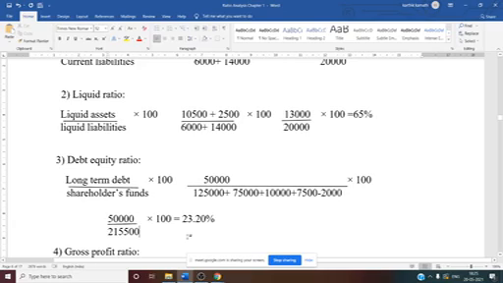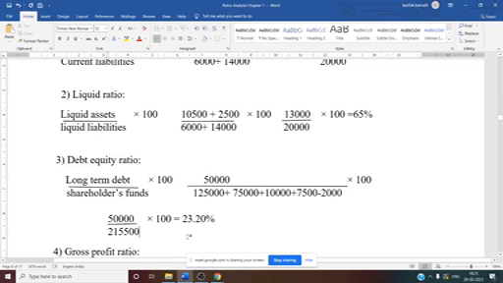Formula we know: gross profit divided by net sales into 100. Very simple. Gross profit information is given in the adjustment, 40,000. So in the numerator write 40,000.